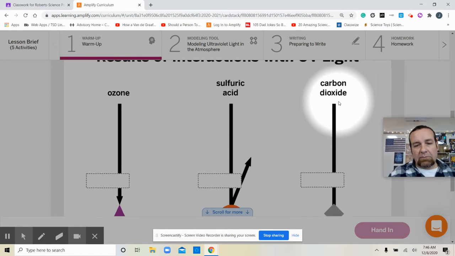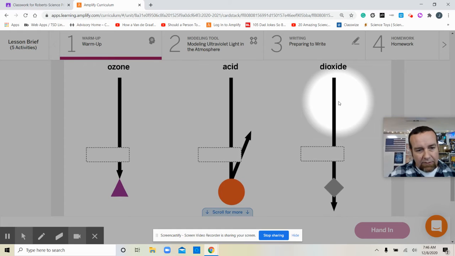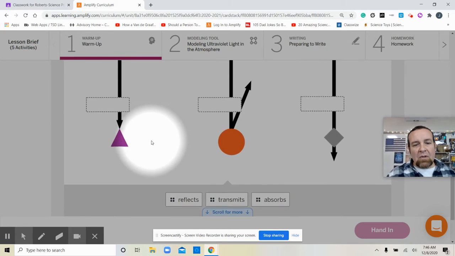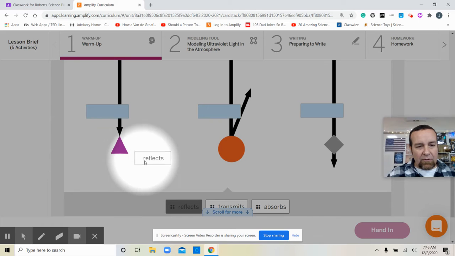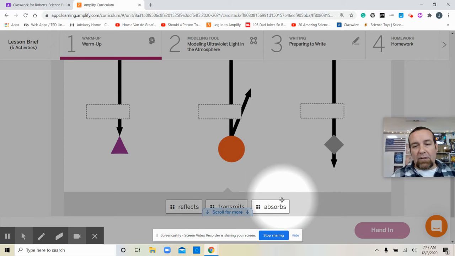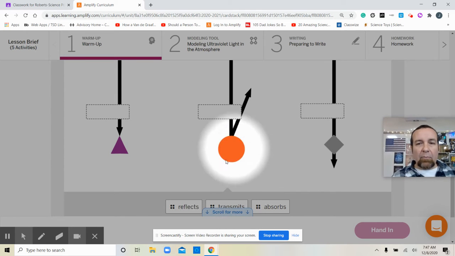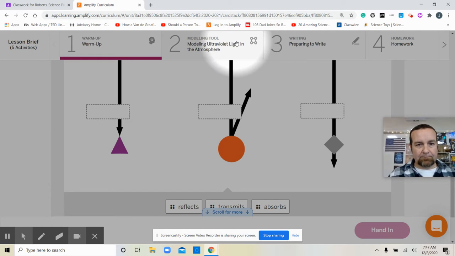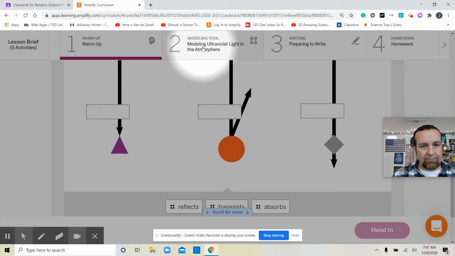As we look down here, we'll notice that we have those three compounds: the sulfuric acid, the ozone, the carbon dioxide. You've got these little boxes here. It's your job to drag these boxes to the appropriate box depending on what you think is happening. One of these is reflecting, one of these is transmitting, and one of these is absorbing. Go ahead and complete this activity and push that hand in button. And then we'll go to the next activity.